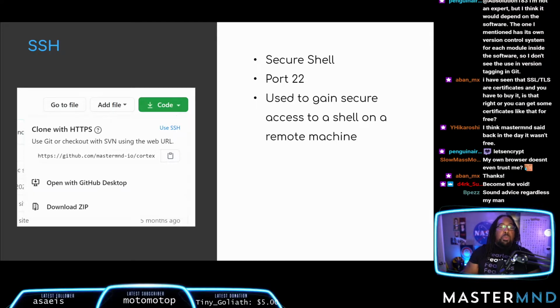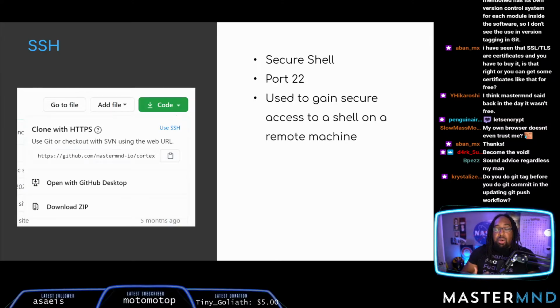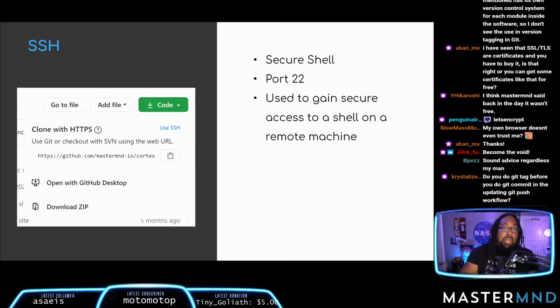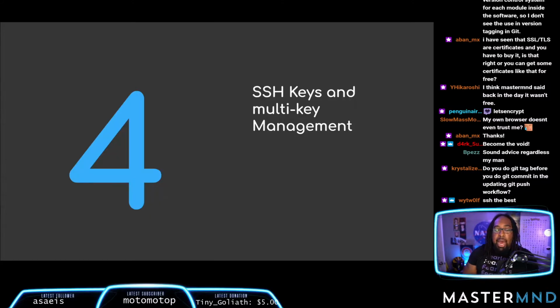This runs over port 22, and that's not important for this course. It's used to gain secure access to a shell on a remote machine. A shell being that interpreter, bash or zsh or whatever, that's running on a remote Linux machine. SSH is the protocol that allows you to log into a remote Linux machine. You've seen me do it in this class before, but you can use that same protocol to authenticate with GitHub and get some information back.